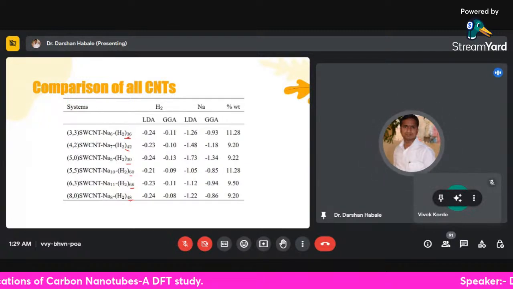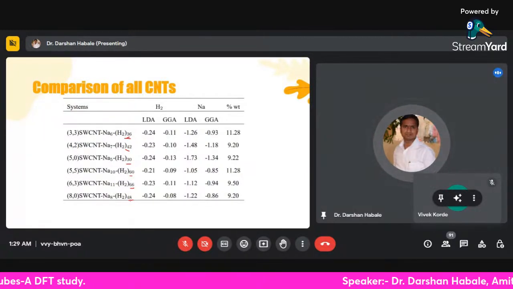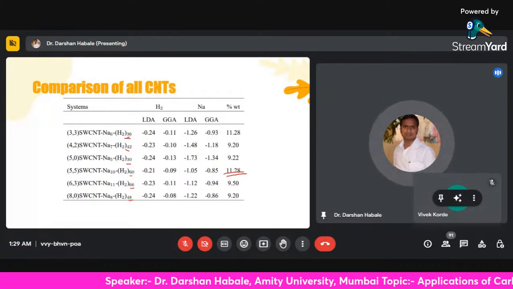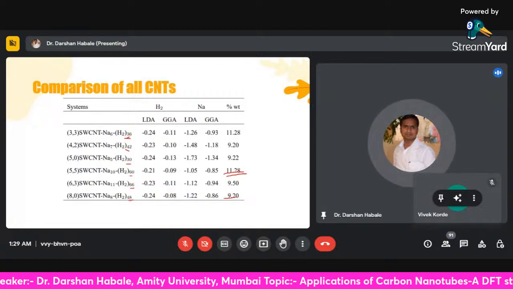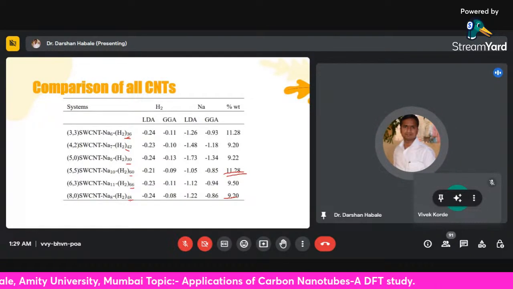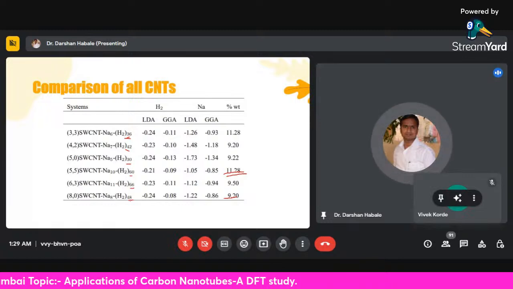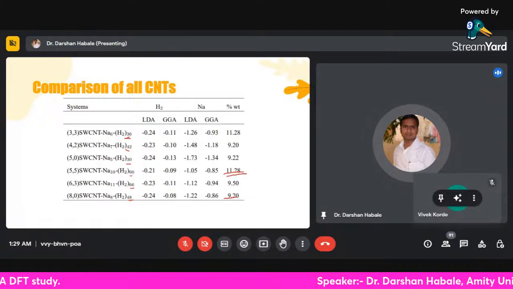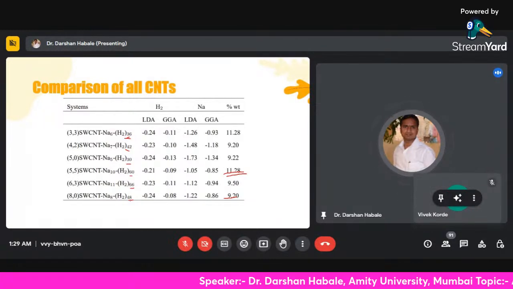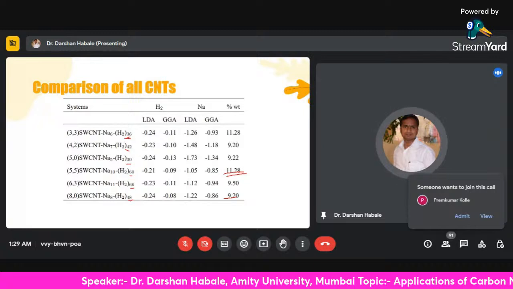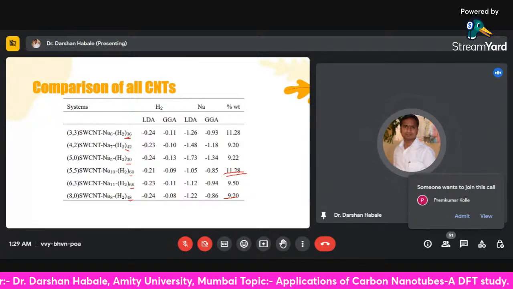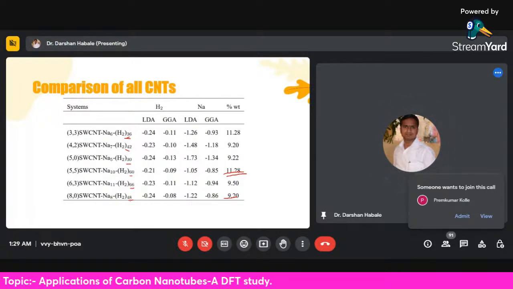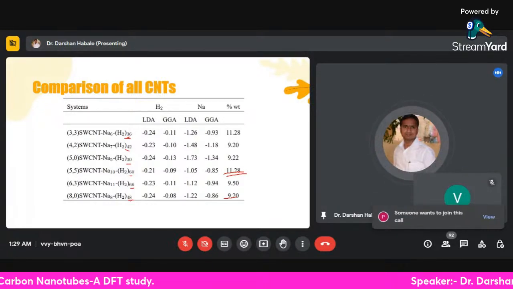Okay, so here the 55 carbon SWCNT has the maximum weight percentage of 11.2, and the 80 carbon SWCNT is found to be 9.2. So the weight percentage varies from 9.2 to 11.28. This much hydrogen can be adsorbed on a single SWCNT. This is a good result as compared to the earlier reported results. Earlier they reported something like 5.6, 8.6, and something around 9.2. So here we received around 11.8, which is a good weight percentage for this system.